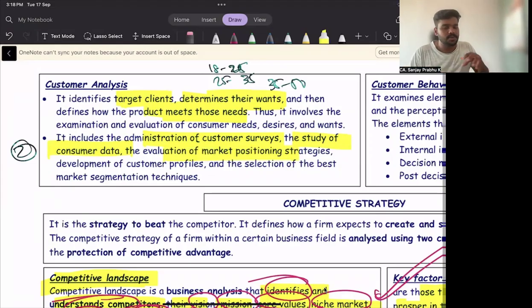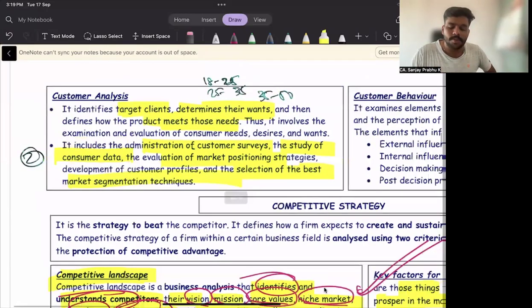Develop a customer profile. What do you mean by developing a customer profile? Developing a customer profile means I will understand which group, which category of customer, is purchasing my product. Then I have to select the best market segment technique. This is all about customer analysis.